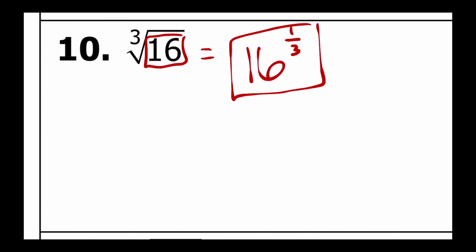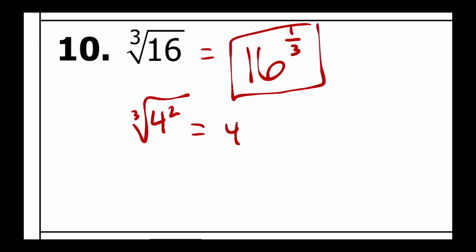Now, could this be written differently if you want to get a little fancy? Yes, it could. You could say, oh, 16 is 4 squared, isn't it? So I can also write 4 to the 2/3. Same thing, right? 4 is my base, and then 2 is my exponent, so that goes up here. And 3 is my index, that goes down here. That's exactly the same thing.